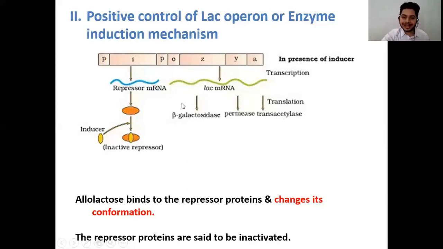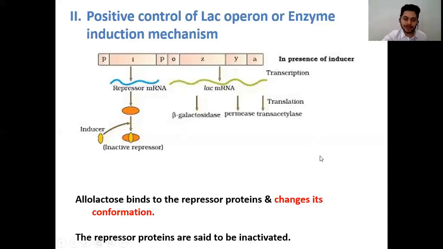And further, when these enzymes are produced in large amount, more number of lactose molecules can be taken inside the E. coli cells. And that is why we can say that the lactose operon is switched on only when lactose is present in the medium as an inducer in the form of allolactose. So this is known as the positive control of lac operon, or you can also call it the enzyme induction mechanism, where all my enzymes are getting produced.